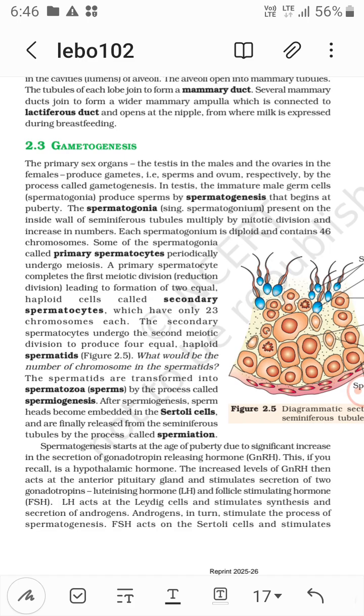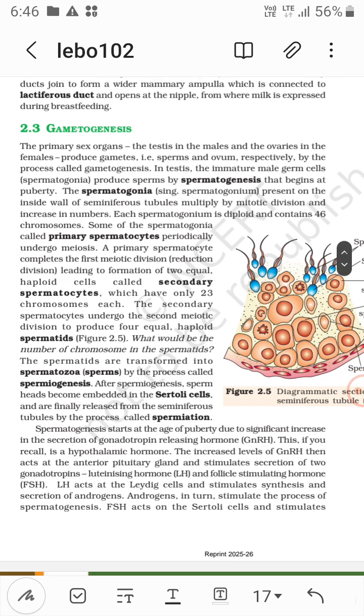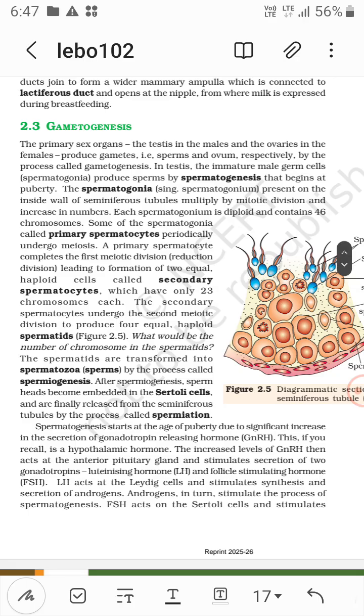So after spermiogenesis, the sperm heads become embedded in the Sertoli cells. After the formation of spermatozoa from spermatids, the sperms are formed. Now after spermiogenesis, sperm heads become embedded in the Sertoli cells and are finally released from the seminiferous tubules by the process called spermiation. So from the seminiferous tubule, it just releases. So this is spermiation, right?